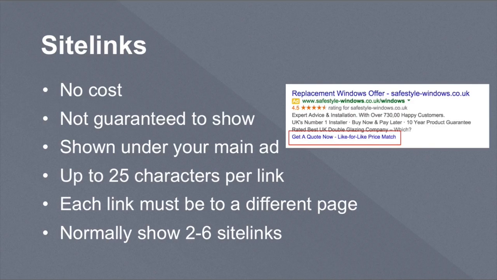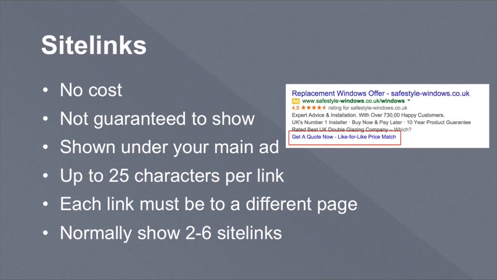So as you can see here, it's underneath the main ad. You've got up to 25 characters per link, the same as an ad headline. And there's a rule. Each link has to go to a different page. So you can't just use them to put 6 links in there, all going back to a main landing page where you've got some good optimized copy. So you have to bear that in mind.